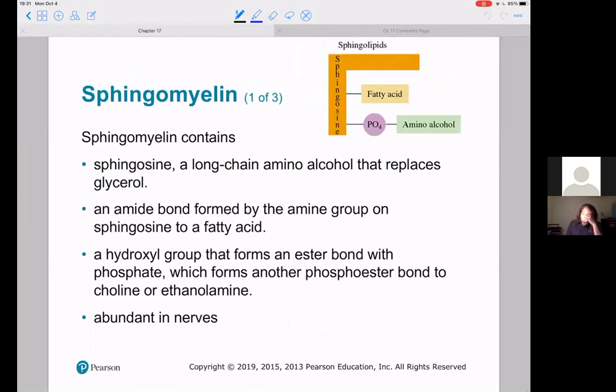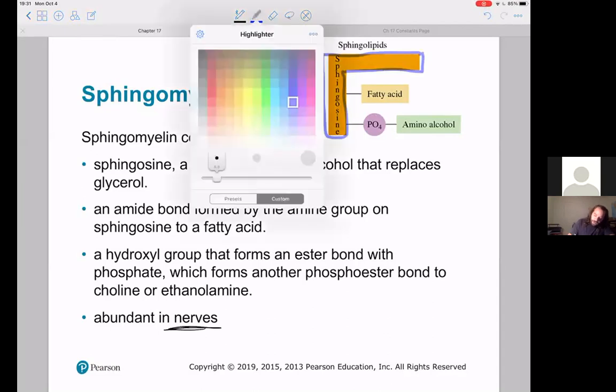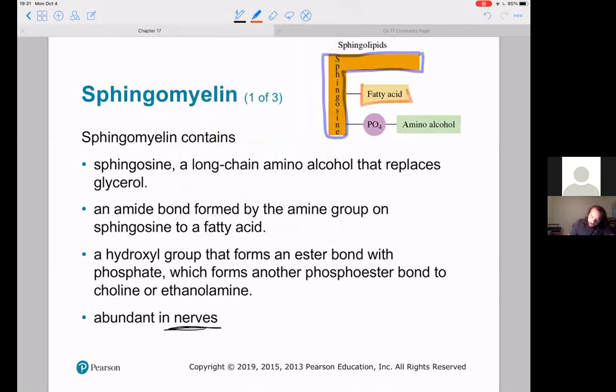All right, so now sphingomyelins, or also called sphingolipids. Again, myelin is a component of a nerve, where these are very much found all the time in these myelin sheaths. They are abundant in nerve cells, so they play a fairly specialized role. They have their own special backbone, this sphingosine. They also contain two common components that we know: one fatty acid, and then this phosphoester bond to an amino alcohol.